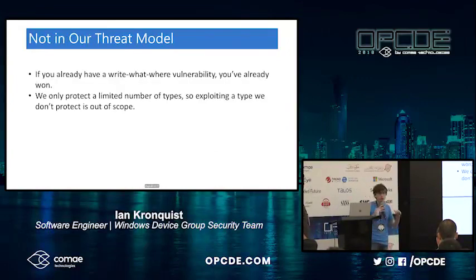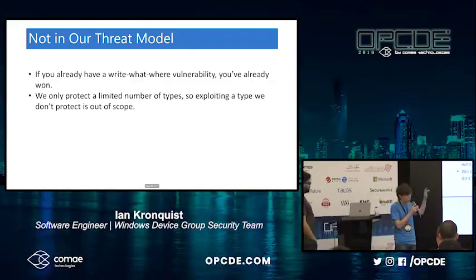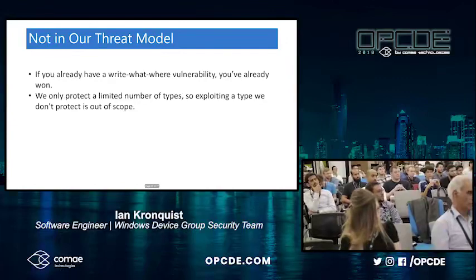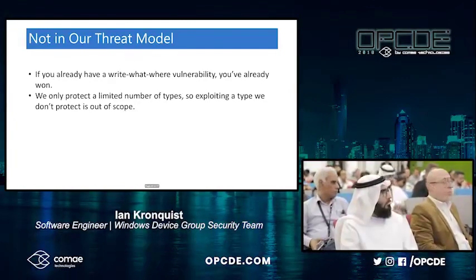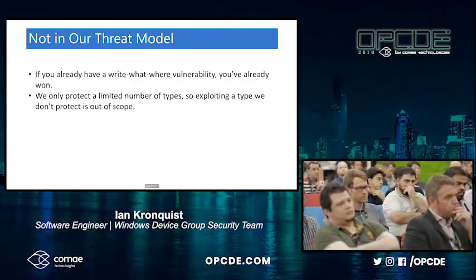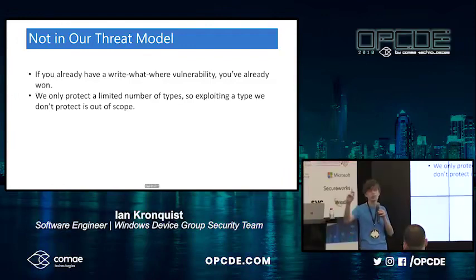Now, I want to point out that not only do we assume that the attacker doesn't have a write-what-where, but also we only protect a limited number of types. We do this for some simple software engineering reasons. Our mitigation has some memory overhead, and we don't want to make this change throughout all of Windows and then find it doesn't work for this one type. So we're incrementally rolling this out. Fortunately, with this historic database, we know which objects have been exploited the most, and then we're able to look for patterns in similar objects which attackers could turn to in the future.